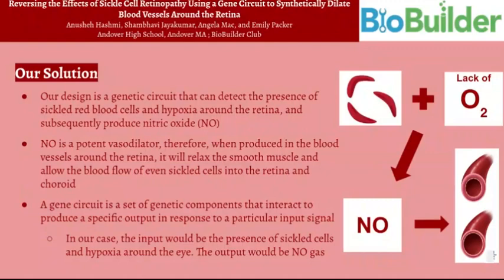Nitric oxide is a potent vasodilator, therefore when produced in blood vessels around the retina, it will relax the smooth muscle and allow oxygen to flow, even sickled cells, into the retina and choroid. One of the advantages of our gene circuit over current treatments for SCR is that it is targeted specifically to blood vessels around the retina. And therefore, we are addressing the root cause instead of just repairing the damaged retina, which will help get the most long-term effects and therefore the most effective treatment.